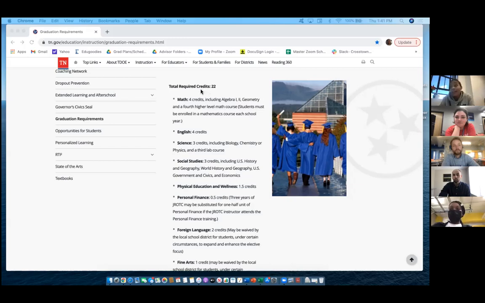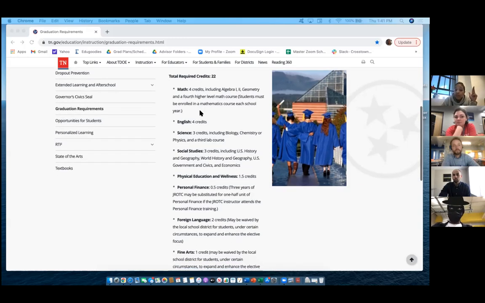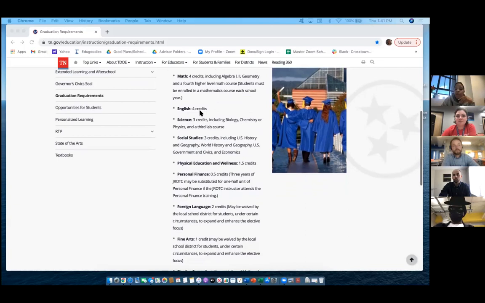If I look to the left, that's because I'm looking at y'all on the screen over here, okay? So math, you need 4 credits in math, including Algebra 1, Algebra 2, Geometry, and the 4th higher level of math. It's probably going to be your pre-calculus, okay? You need 4 Englishes: 1, 2, 3, and 4.